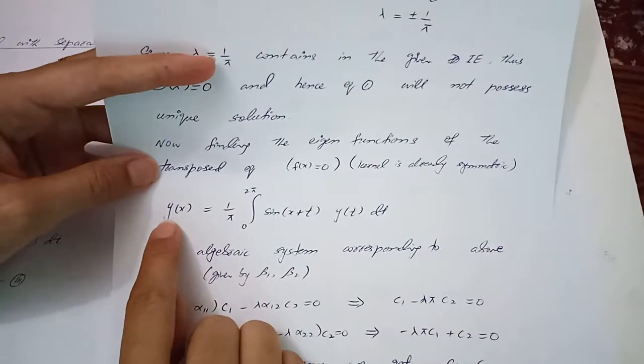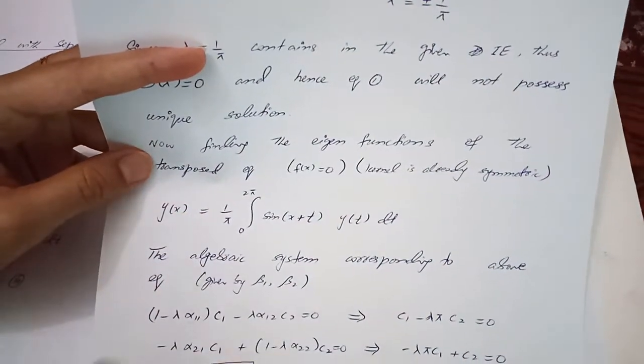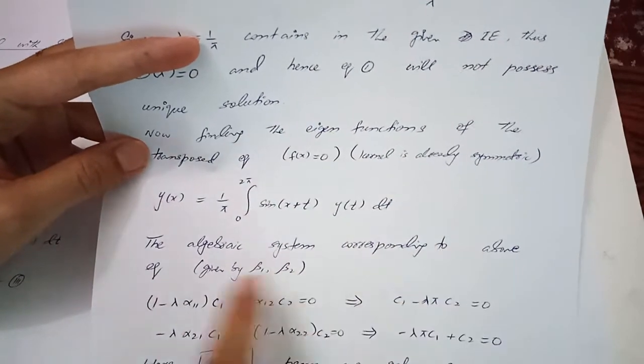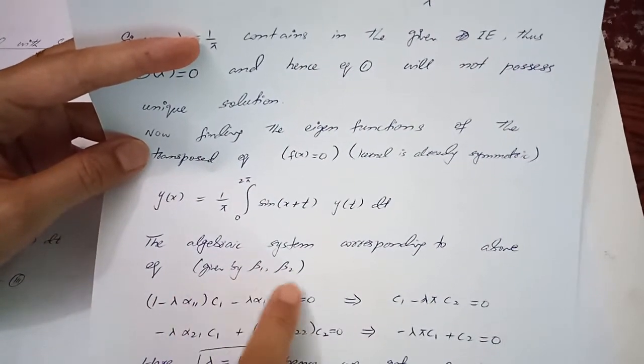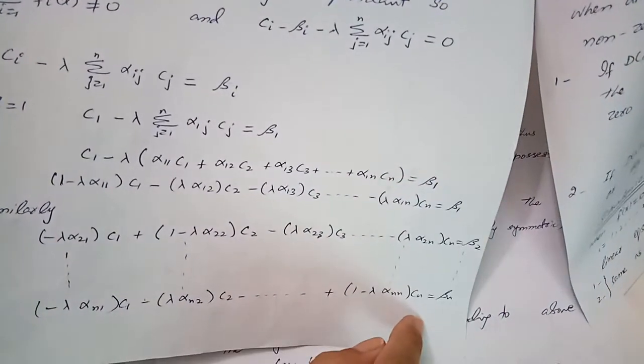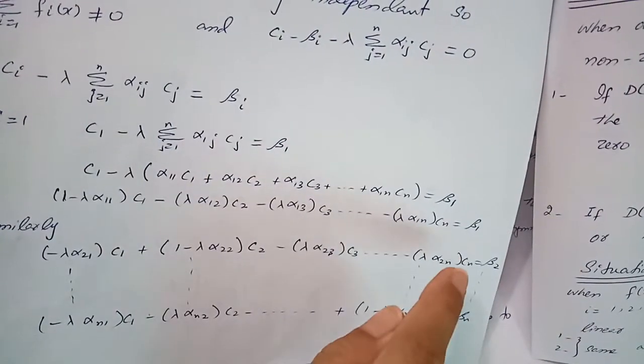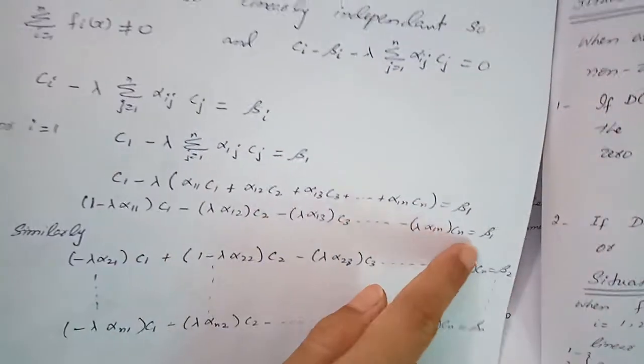So my integral equation will be reduced into this equation, f of x is 0 here. The algebraic system corresponding to the above equation, given by beta 1 and beta 2, will be, if you remember, in our general method that we did, we got this system of equations, beta 1, beta 2. This system is reduced until the number 2, ij is taken until 2.